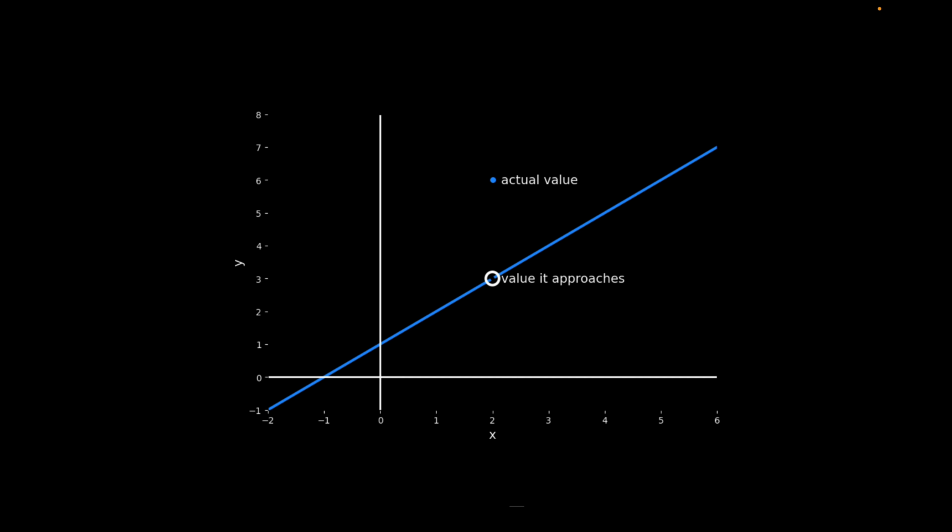We can see that when x equals 2, y equals 6, which means the function equals 6 at x equals 2. But the value that the function approaches as x gets closer to 2 is 3, represented by the open white circle.